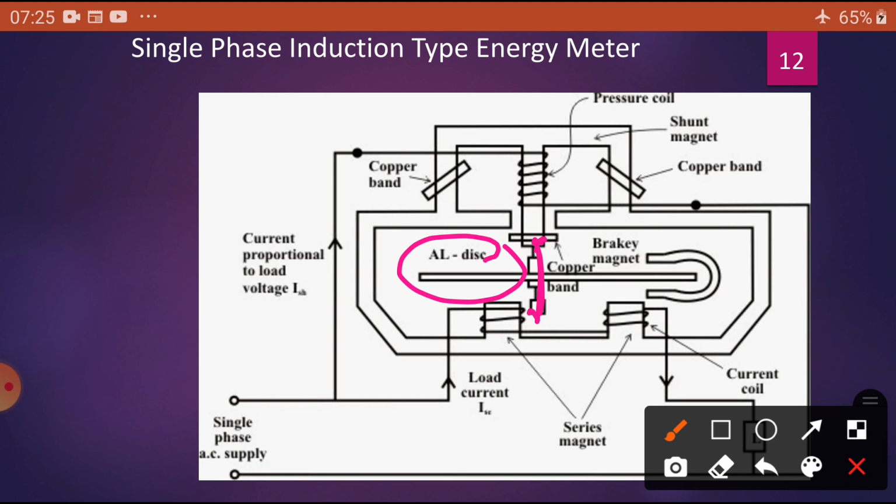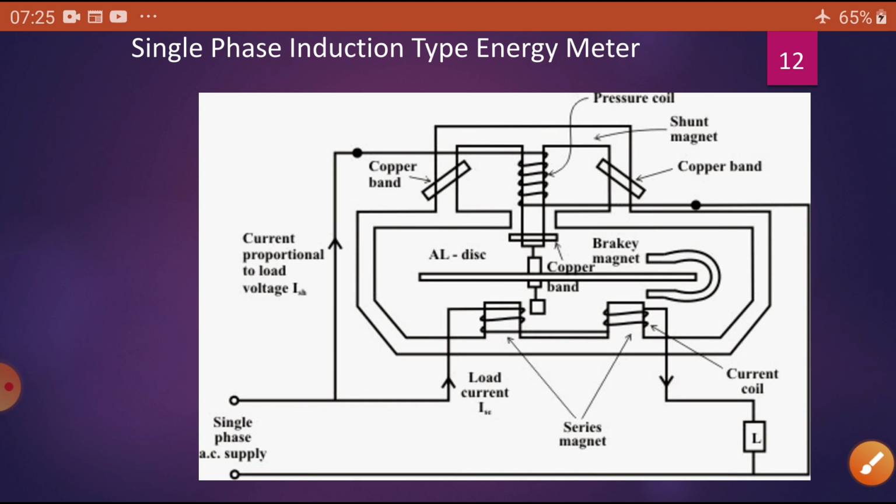Okay, so these are the parts of an energy meter. Now let us see what the current coil is. This is the current coil. This is the voltage coil or pressure coil. What is the current coil here?